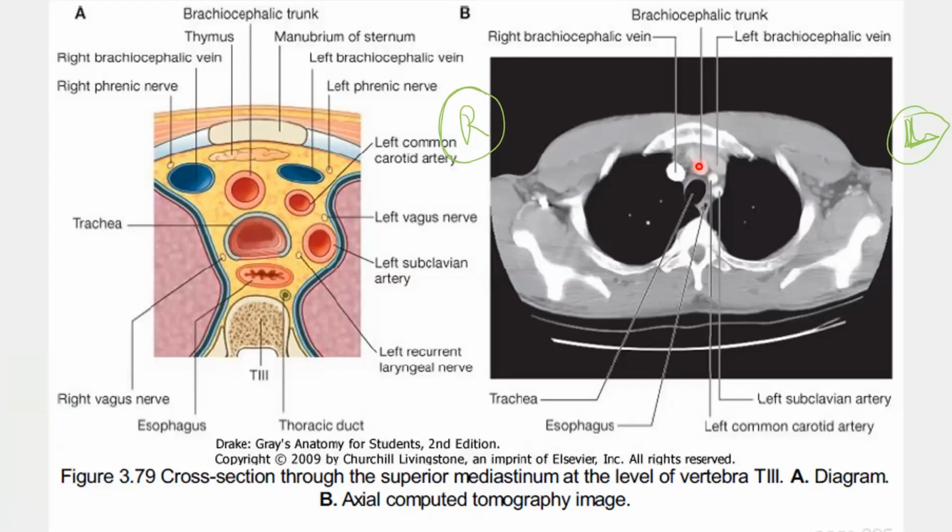Here you have the brachiocephalic trunk, the left common carotid, left subclavian, the three branches of the aorta. You have the brachiocephalic veins, these two. Then in black color, you have the trachea, which carries air. And then from posteriorly, you have the esophagus. Right? So these are the lung fields and the vertebrae.